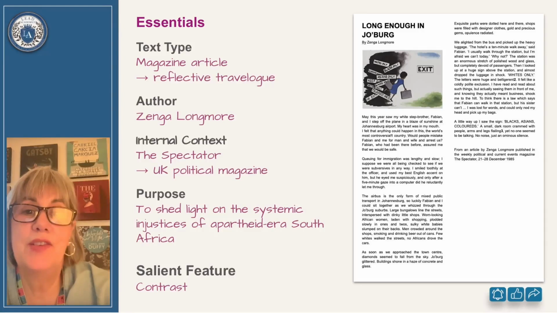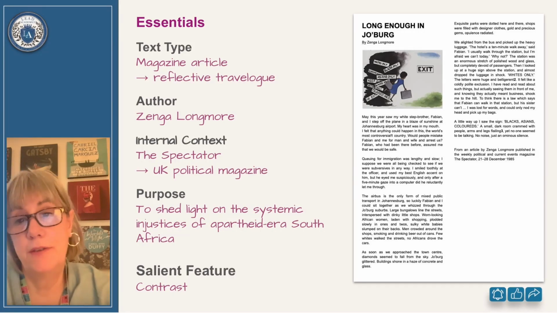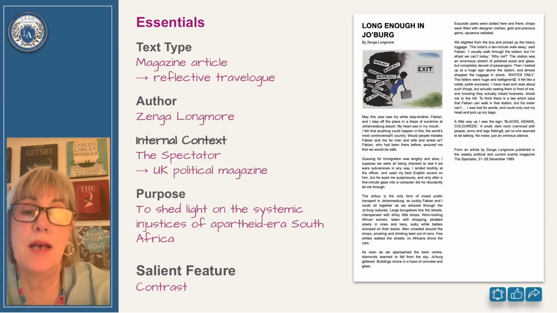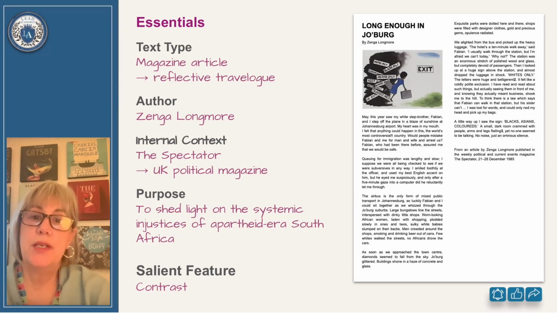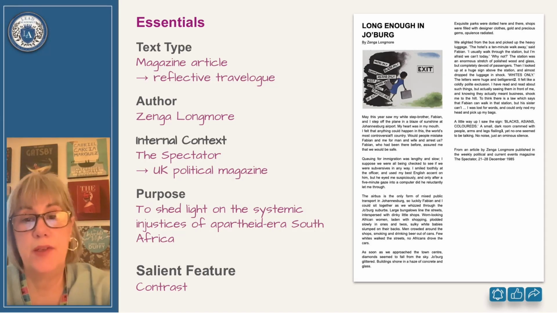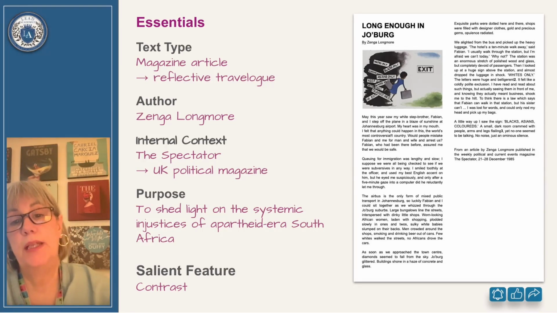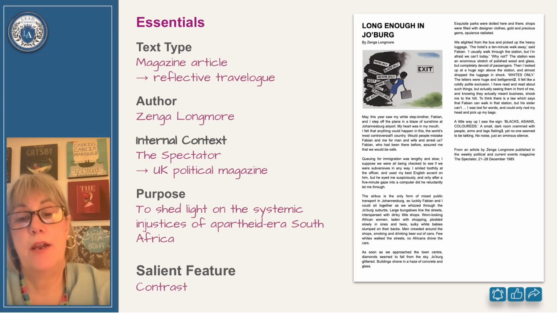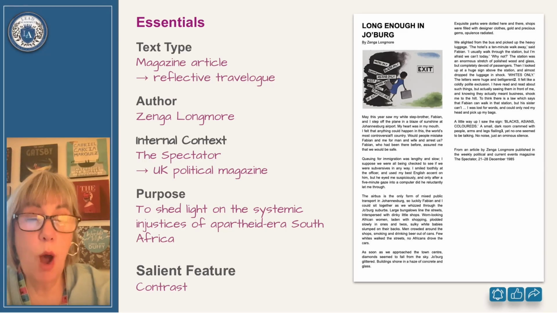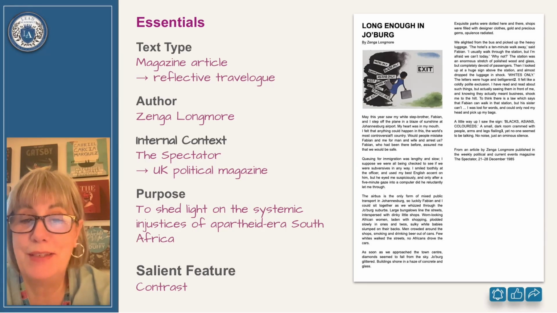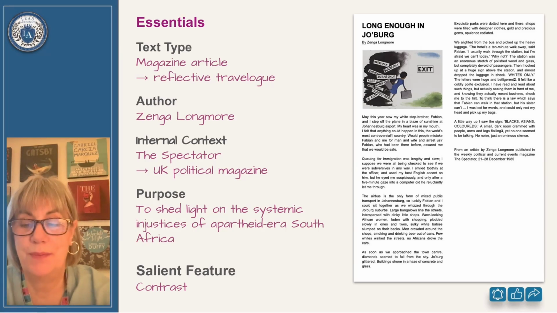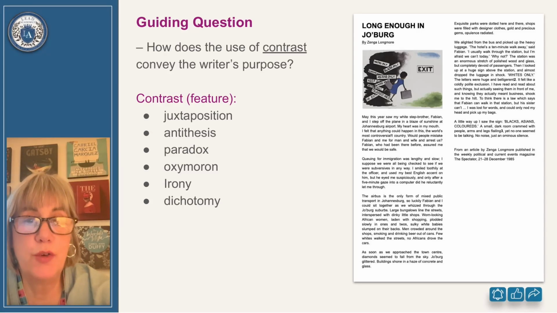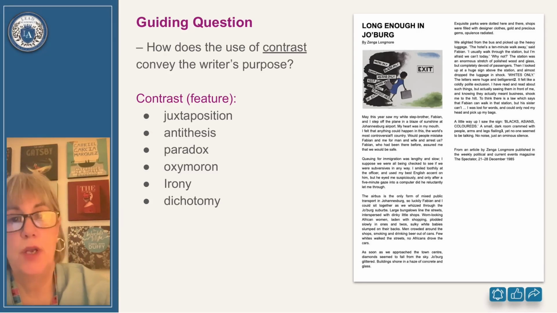Today's text is a magazine article, specifically a reflective travelogue titled Long Enough in Joburg by Zenga Longmore. It's published in the Spectator, a UK political magazine. The writer's purpose is to shed light on the system of injustices in apartheid-era South Africa, and she accomplishes that task through contrast. The guiding question is, how does the use of contrast convey the writer's purpose?